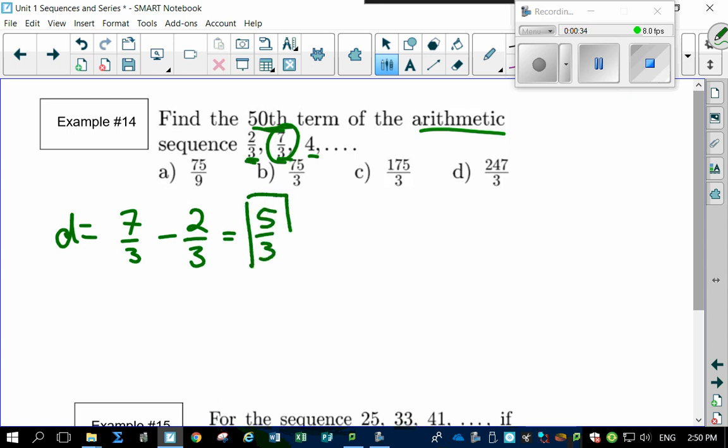Oh no, it's a fraction. Oh, how horrible. Well, so what? That's going to be your common difference, which is now a fraction. What do we do? Find the 50th term.